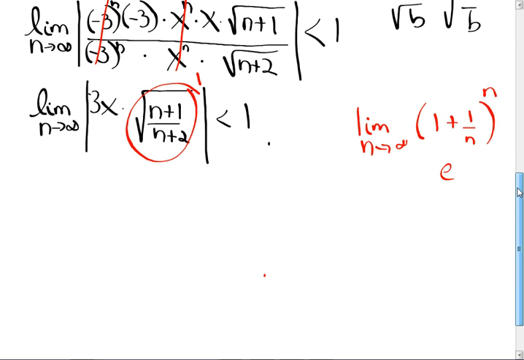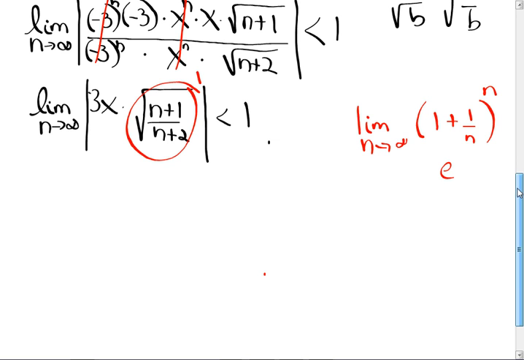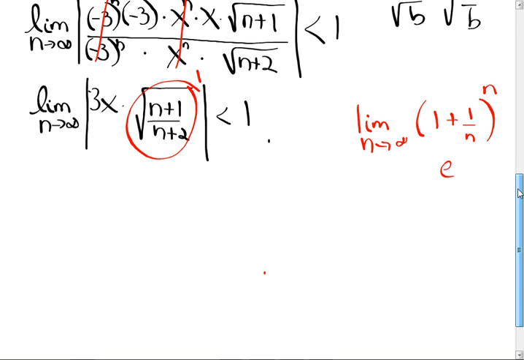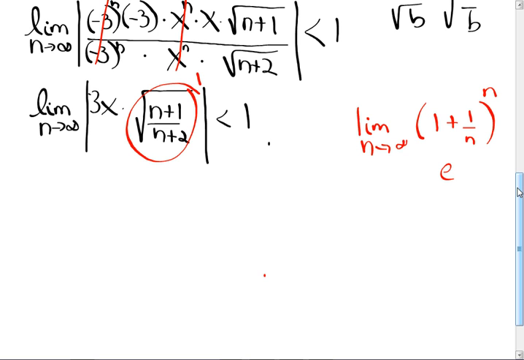Yes, it does happen. Okay, but we know that this is 1, right? So I'm going to be left with this. Now this is my radius of convergence 1? No.